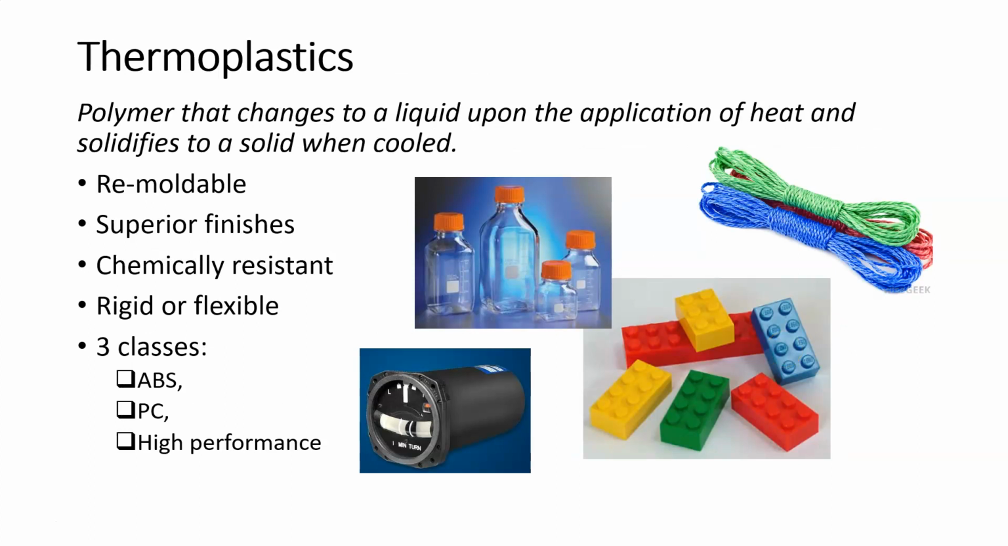So this leads us to the discussion of thermoplastics, right? So a thermoplastic is a polymer that changes to a liquid upon the application of heat and solidifies to a solid when cooled. All right. It's remoldable. It has superior finishes. All of these examples are made of thermoplastics. It can be chemically resistant. It's rigid or flexible. And it basically has three classes: ABS, polycarbonate, and high performance.